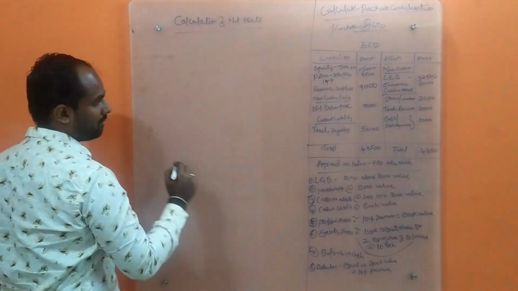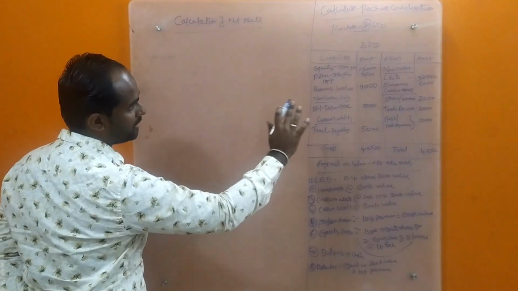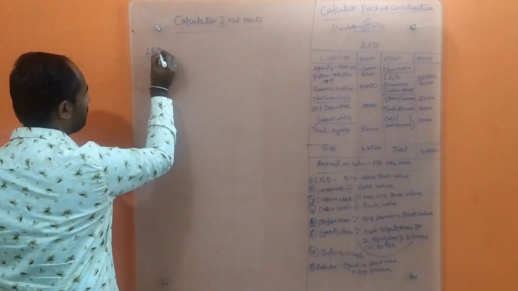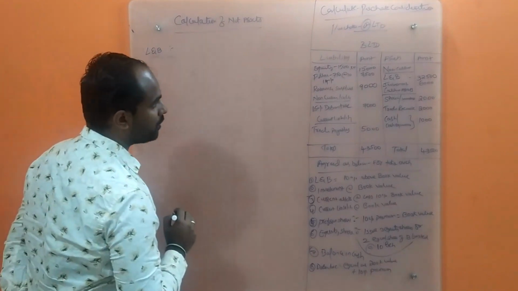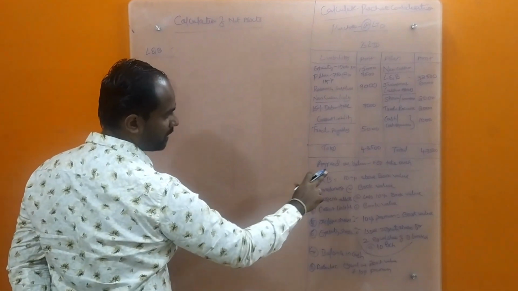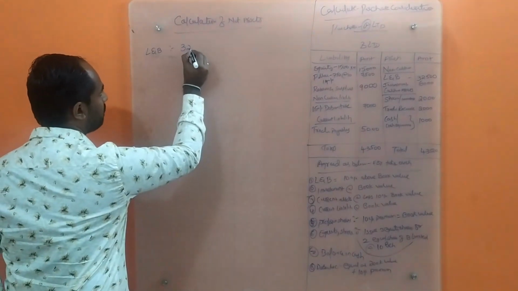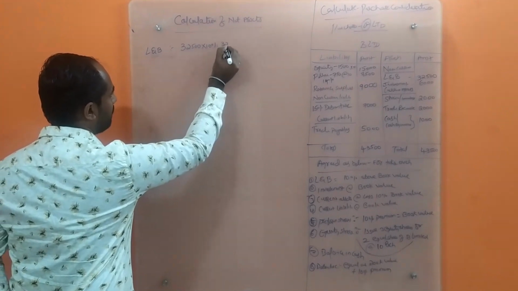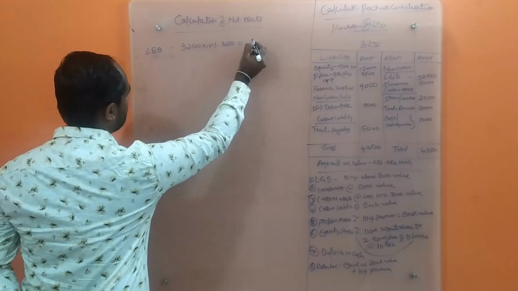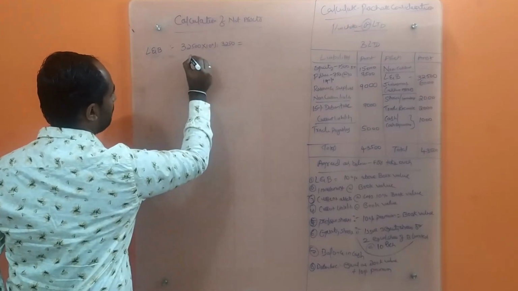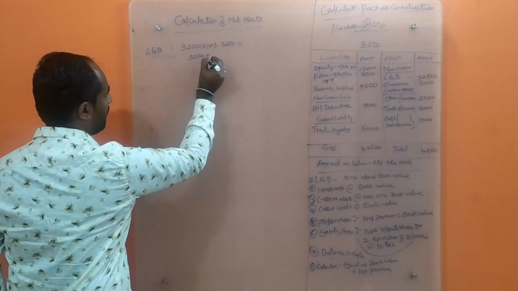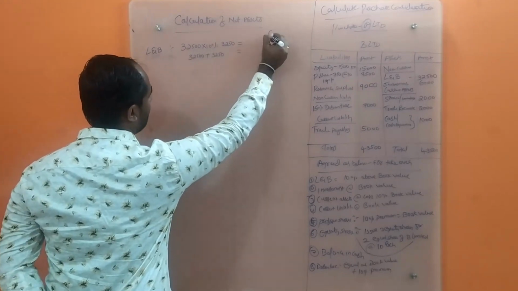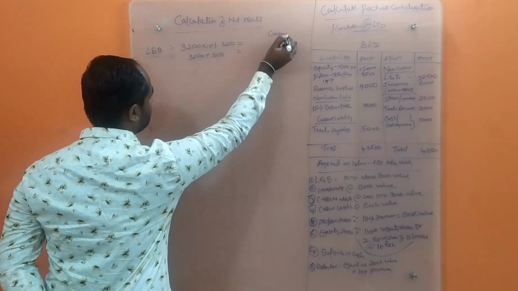So first, the first item we have is L and B, land and building. What is your book value? 32,500, but here it is 10% above book value. So 32,500 into 10%, that is 3,250. So 32,500 plus 3,250, if you put together, this is your current value.